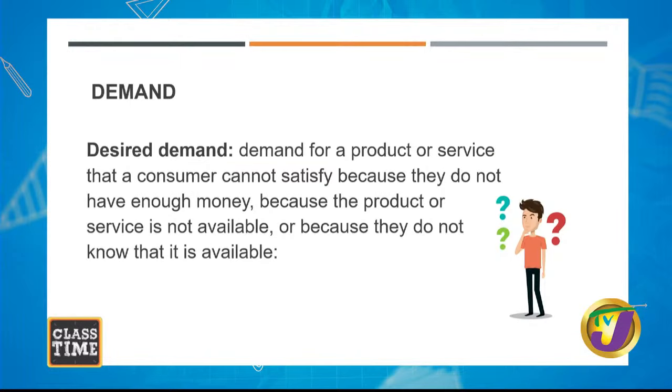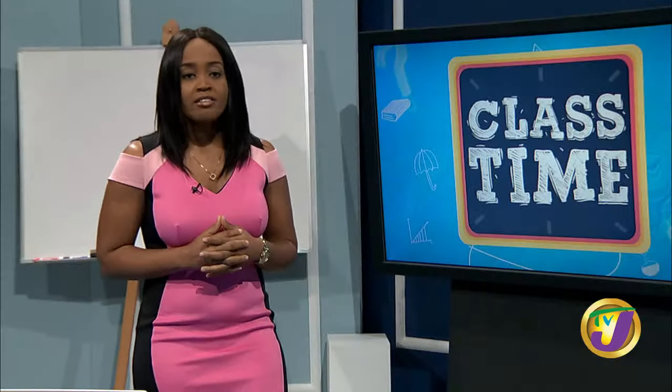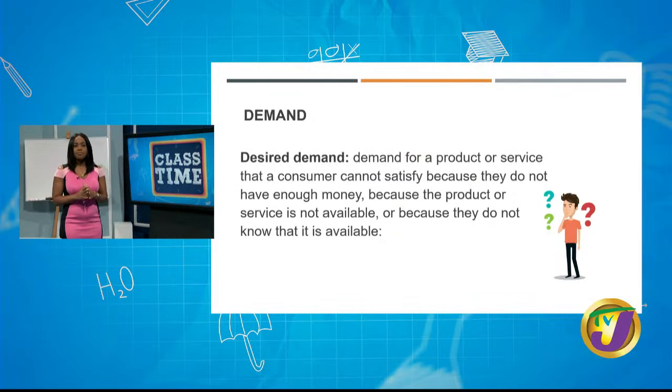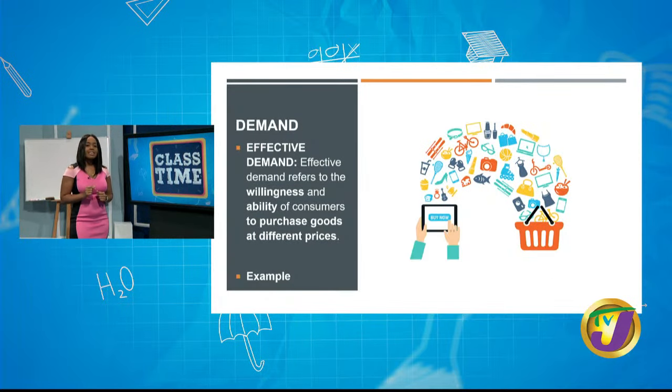Now, first of all, you would have been introduced in your first lesson for this term to the concept of demand, which is very basic to economics. So demand, generally speaking, can look at desired demand or effective demand. Desired demand is when you want something and you don't necessarily have the means to acquire it. However, there is effective demand, which looks at the willingness and ability of the consumer to obtain goods at various price levels.